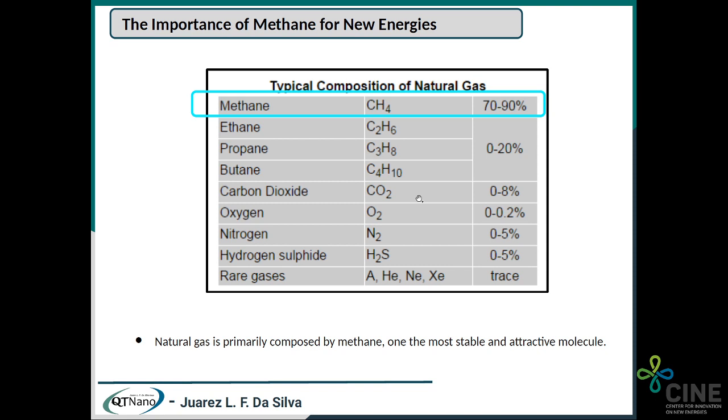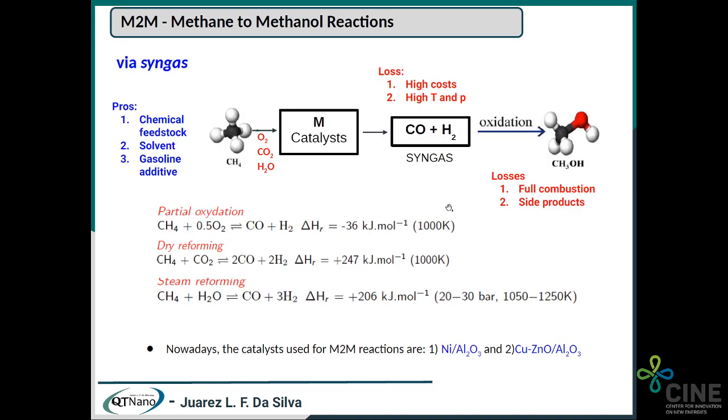So why is natural gas so important as a new energy? Natural gas is primarily composed of methane, which is one of the most stable and attractive molecules, since it's a direct precursor of C1 chemistry. However, using methane or natural gas has some challenges due to its spread over remote areas, with the cost of transportation and liquefaction, and so on. So it's necessary to convert methane into other products, and one of these options is to convert methane to methanol, the M2M conversion.